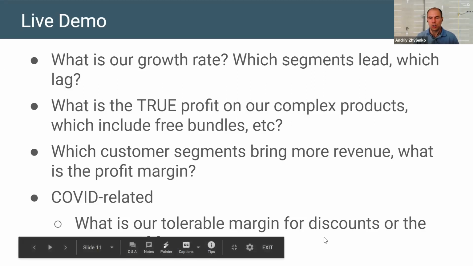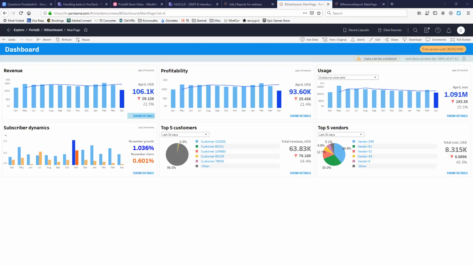So I'm stopping the share and I will pass the share to Mike. Hello, everyone. I'm glad to see a lot of familiar names, a lot of our long-term customers. And I'm going to show you basically the interface of PortaBI and how you can answer those particular questions that Andrew had in his presentation.